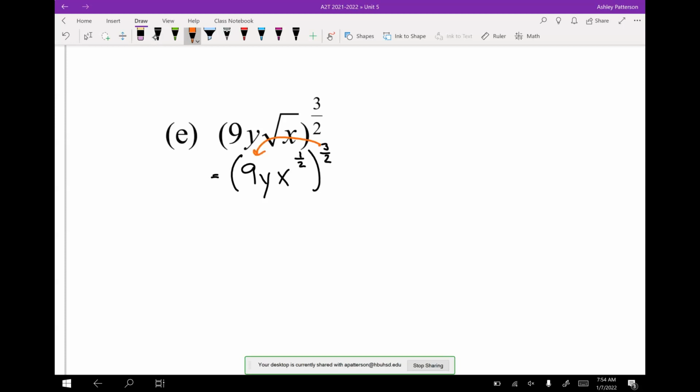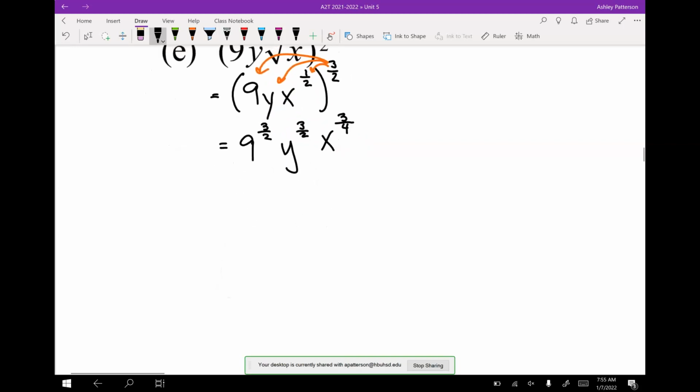Okay. So in distributing the 3/2 inside, we end up with 9 to the 3/2 power times y to the 3/2 power times x to the 3/4 power. When you multiply fractions, you multiply numerator to numerator, denominator to denominator. All right, I'm going to go ahead, pardon me, and simplify the constant.